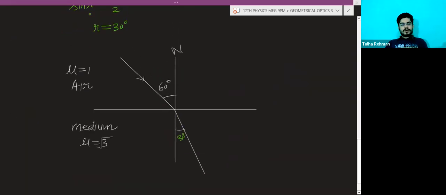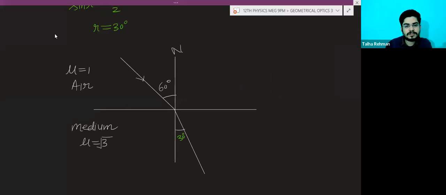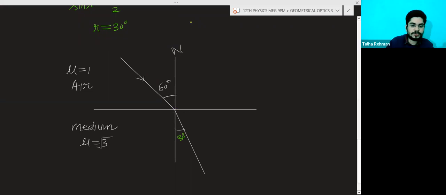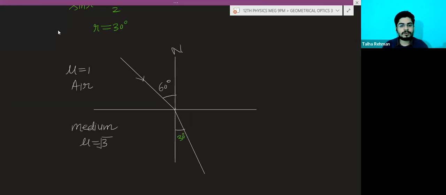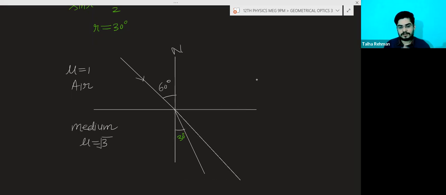Now we want to find the angle of deviation. So what is the meaning of the angle of deviation? First, draw the path of the light ray without the refraction, without the bending. The path of the light ray without the bending will be like this. Just a minute. If light will go straight, because light travels in a straight line, this should be the path of the light.